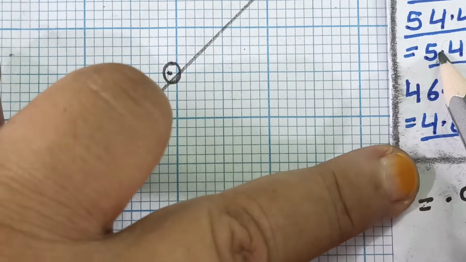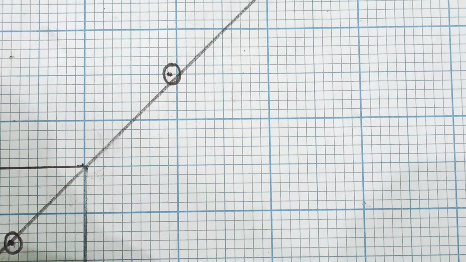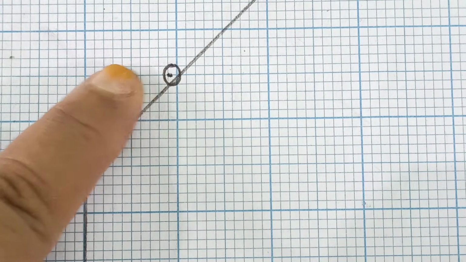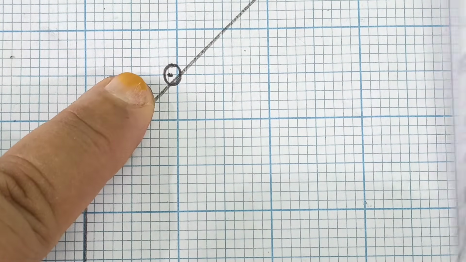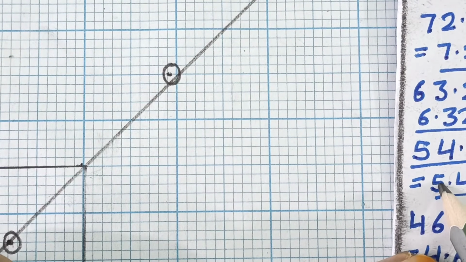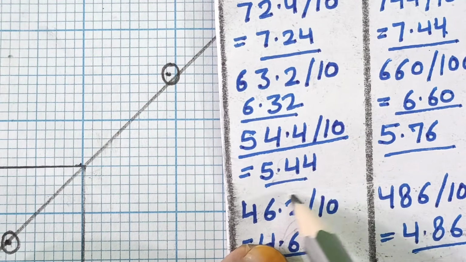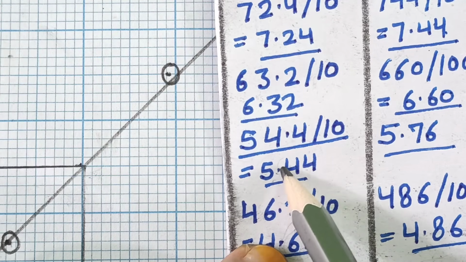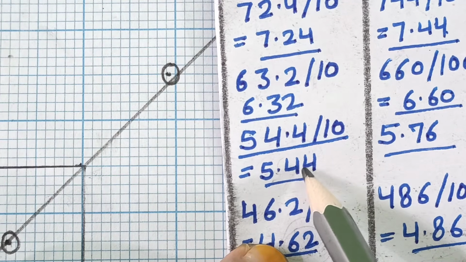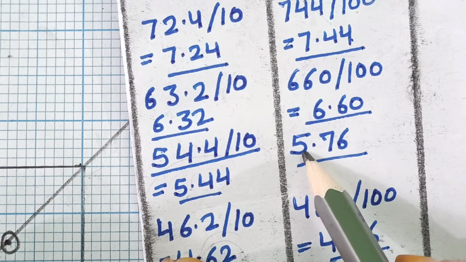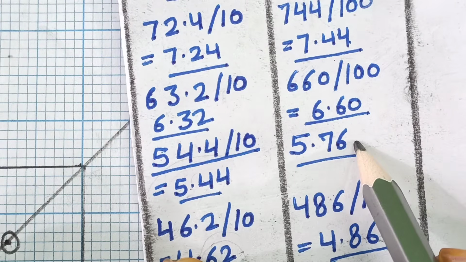5.44 and 5.76. This is 5.44 and 5.76. Actually I have plotted 5.45 because I cannot plot 5.44. I can plot either 5.40 or 5.45. So I have plotted 5.45 and here I have plotted 5.75.